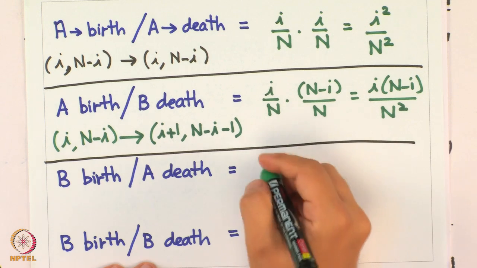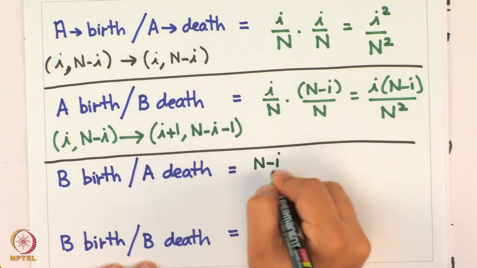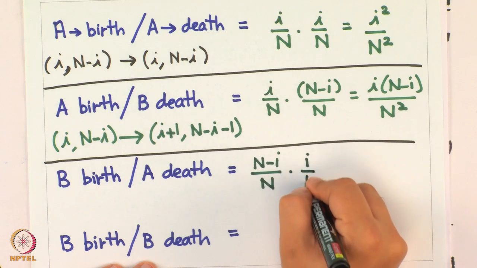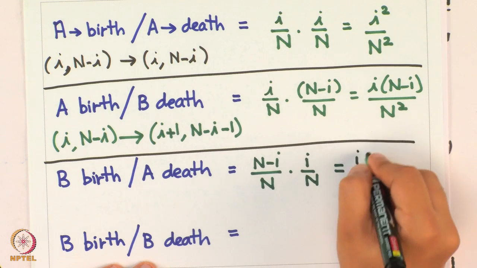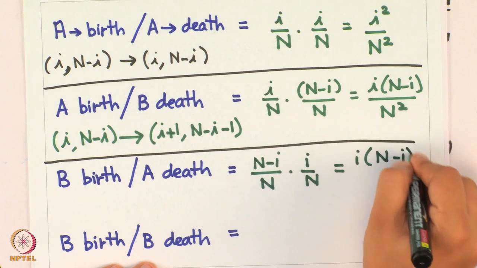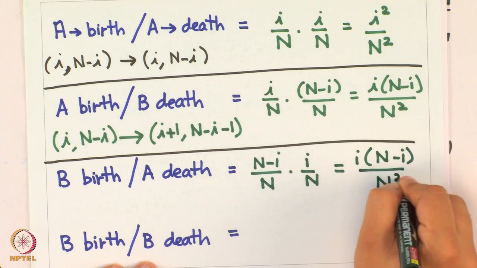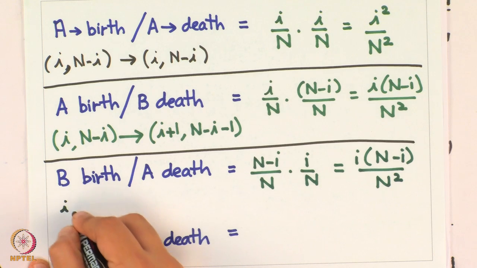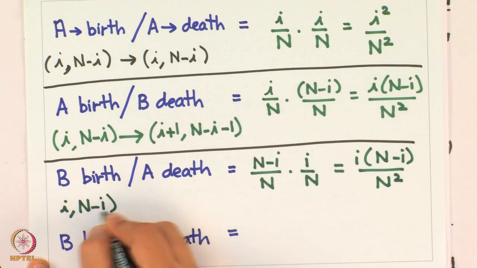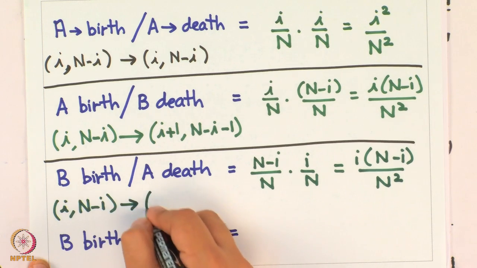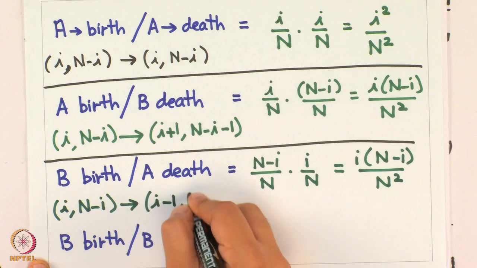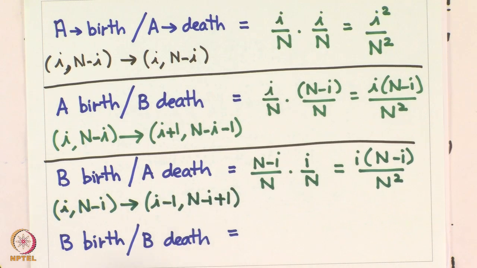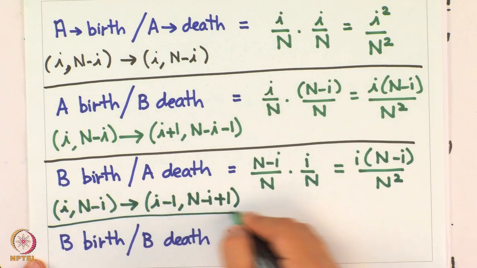B for birth is just going to be n minus i divided by n, and A for death is just going to be i by n. That gives me the same probability, i into n minus i by n square, and the state of the system here changes from i and n minus i to i minus 1 and n minus i plus 1, because it's the number of B individuals now which has gone up by 1.